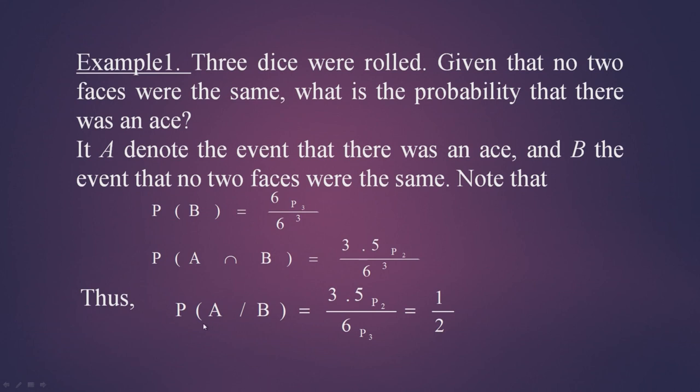Thus, probability of A given B will become 3 × 5P2 divided by 6P3. If we calculate this, we will get half. So, the conditional probability will be half.